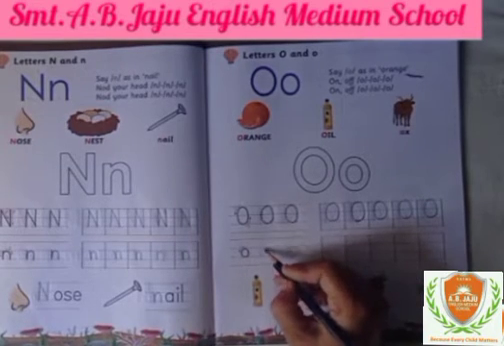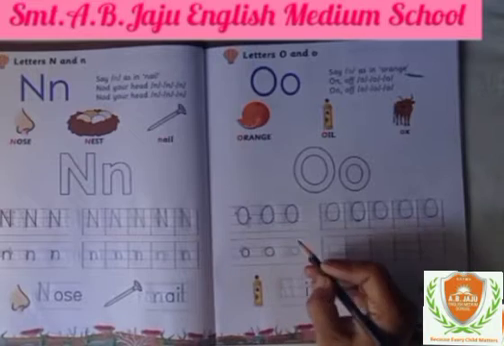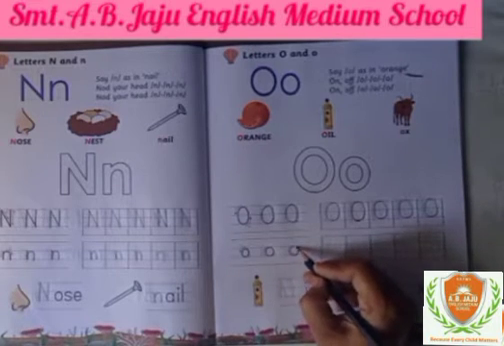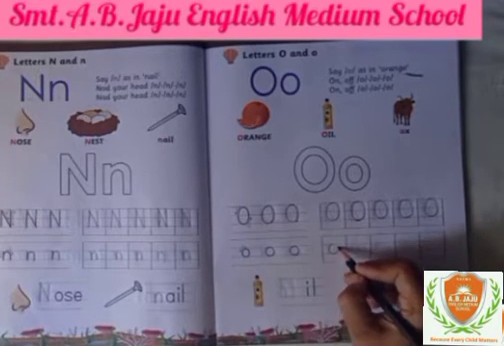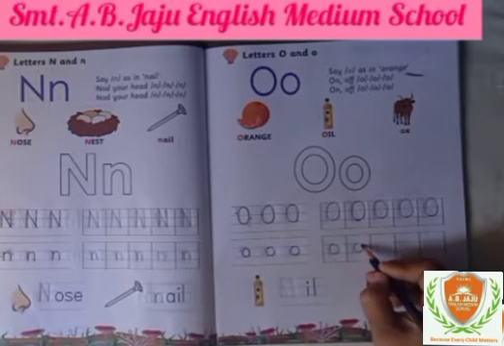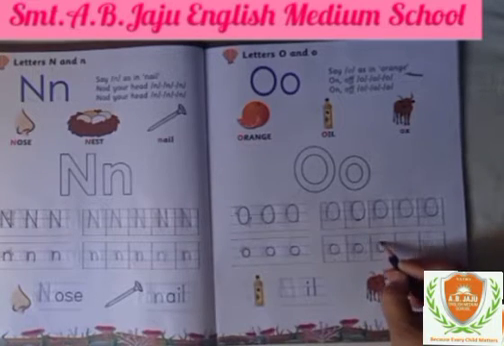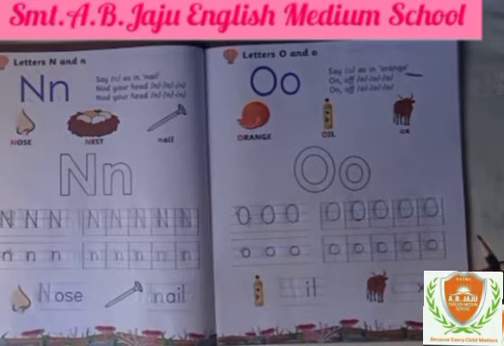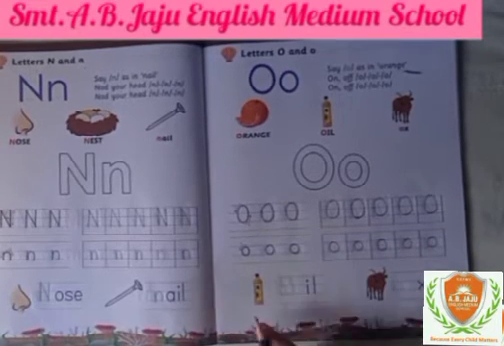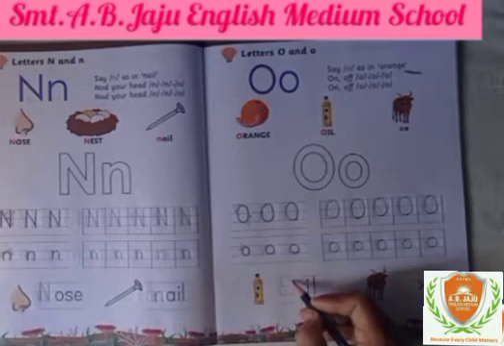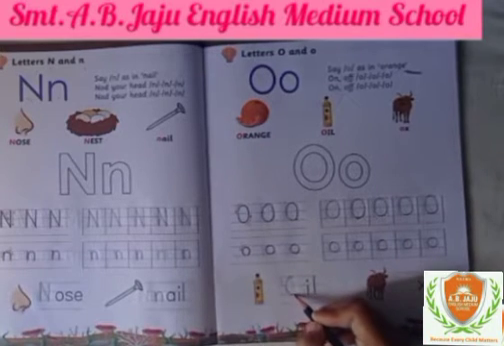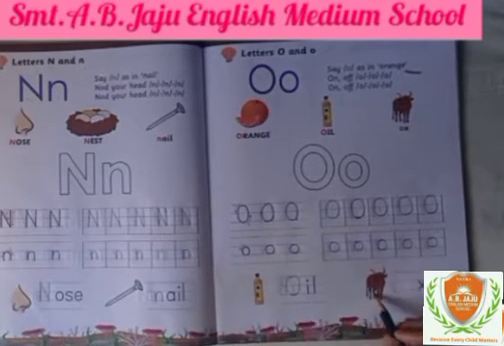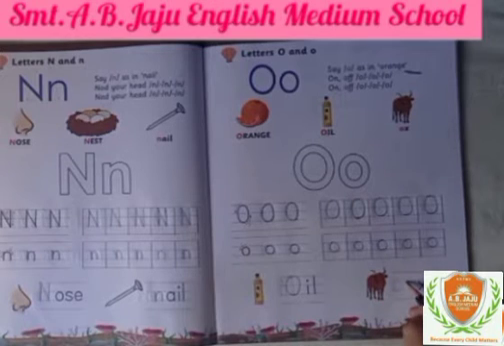Now small o, in between two blue lines, write down, trace. Like this you have to trace. Sound of O is O. O orange, O oil, O ox. Now this is the picture of oil. Write down capital O here. This is the picture of ox. Ox means bell. Write down here small o.